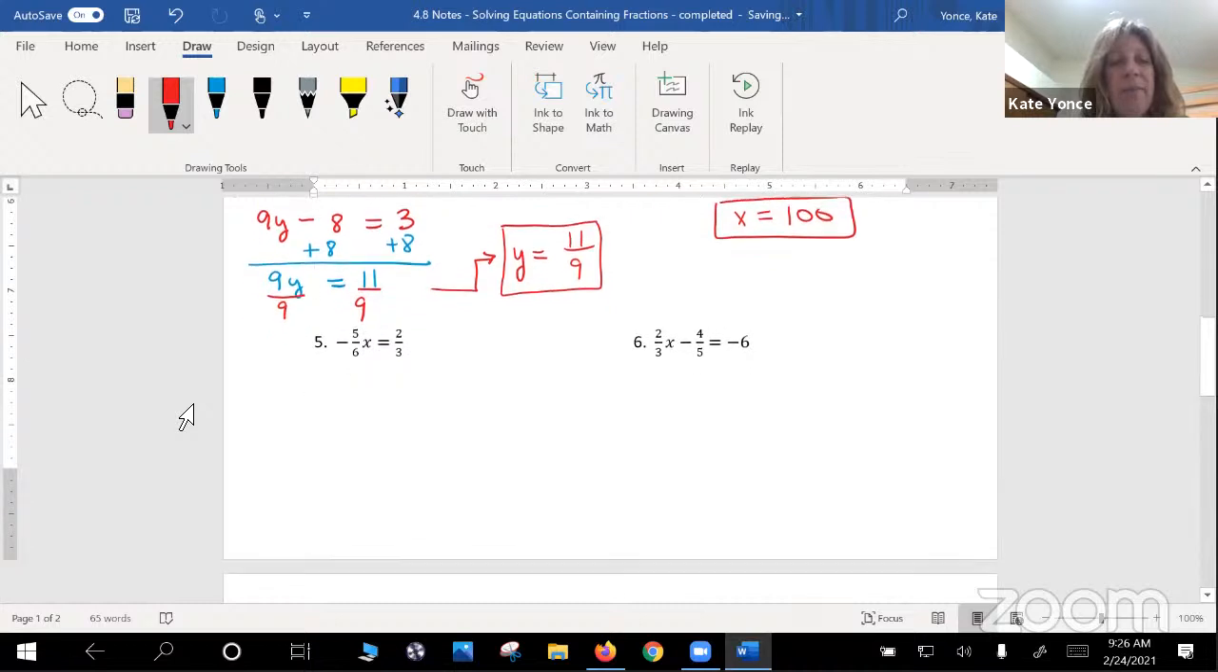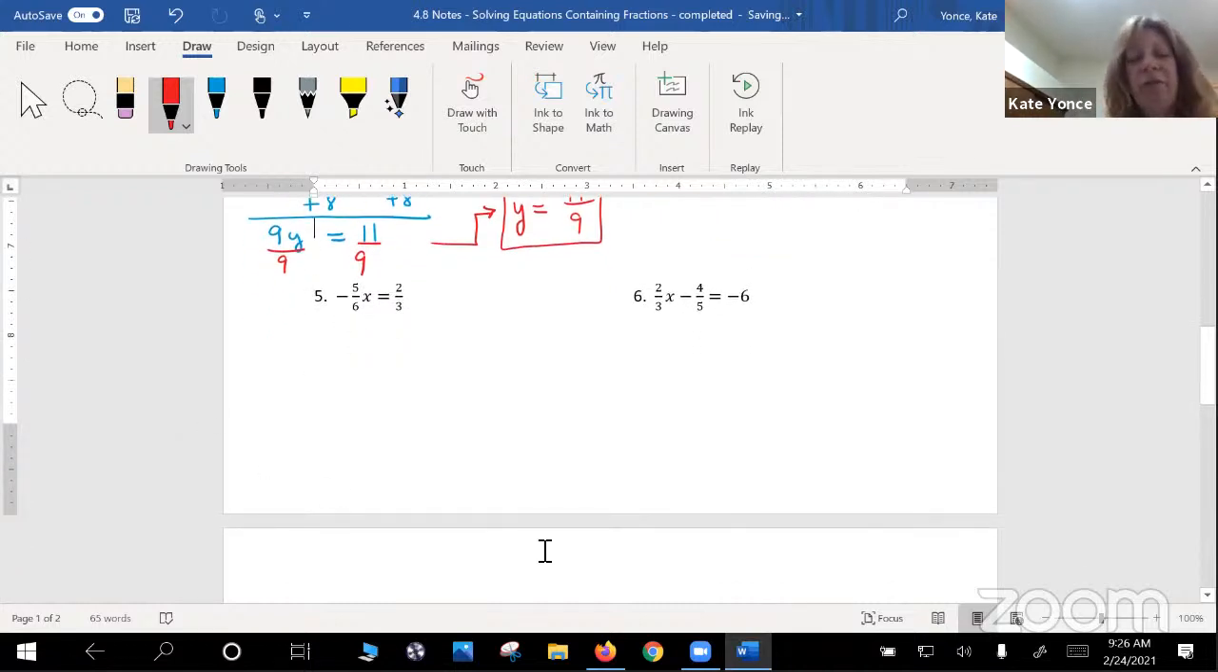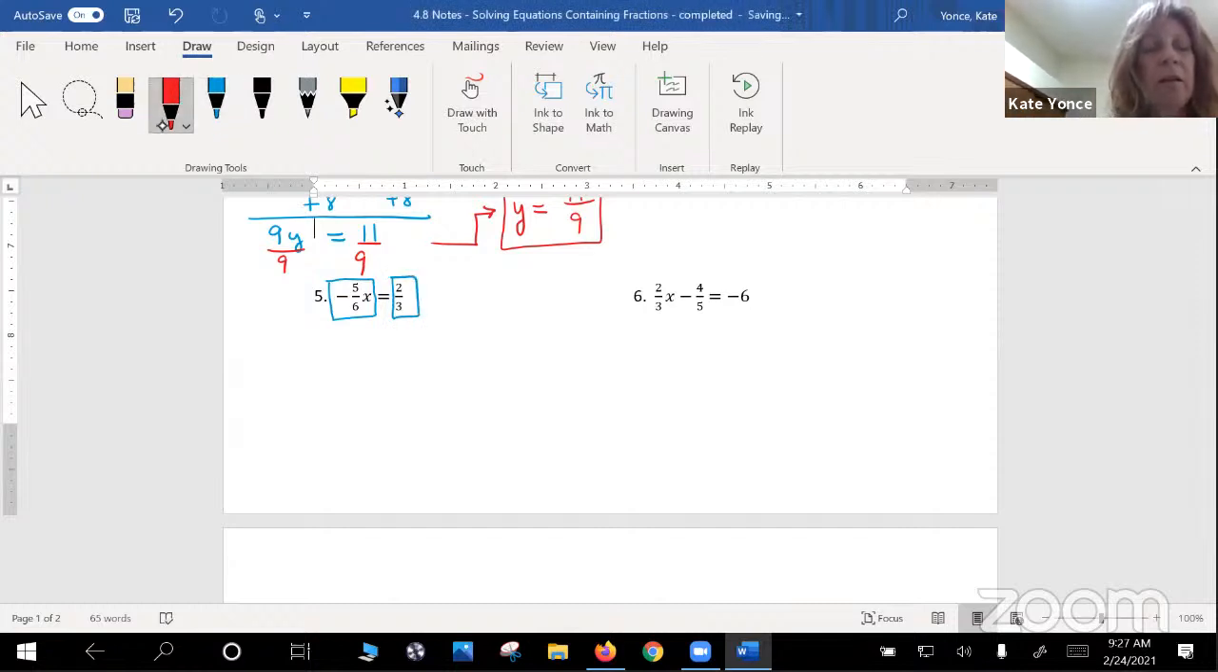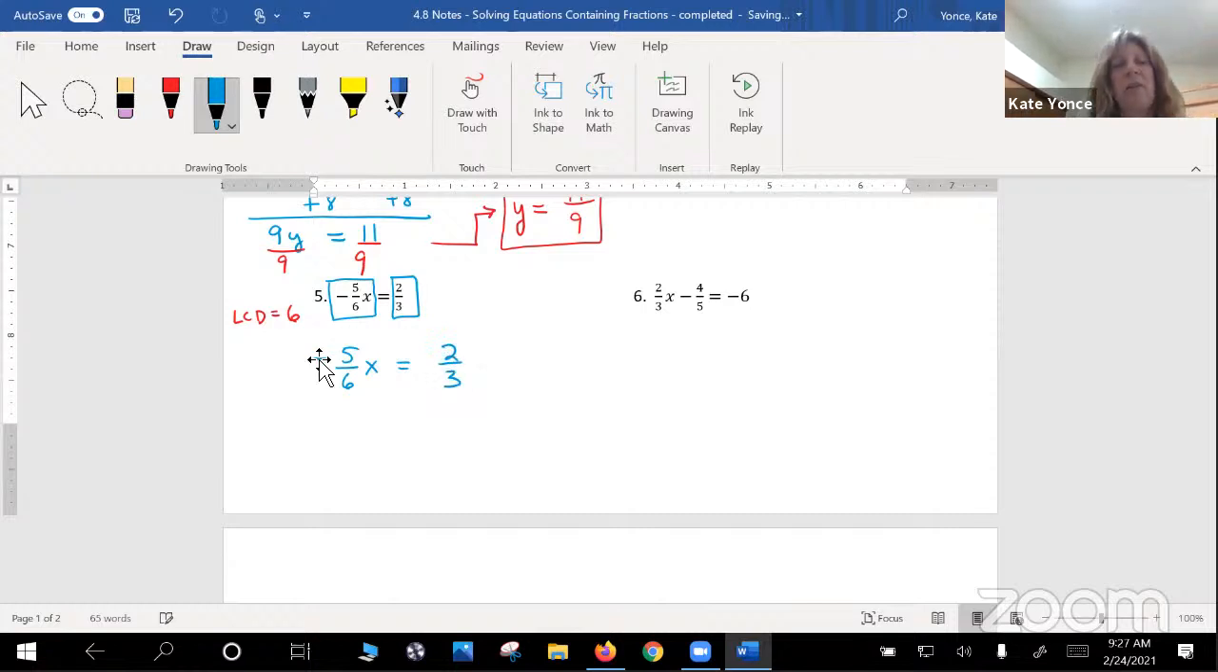Okay, what about number 5? You guys tell me what you think. Talk me through it. There's only 2 terms. You can find the LCD or something. I think that's the 6. Okay. And then I always rewrite it to give myself space to put in those numbers.